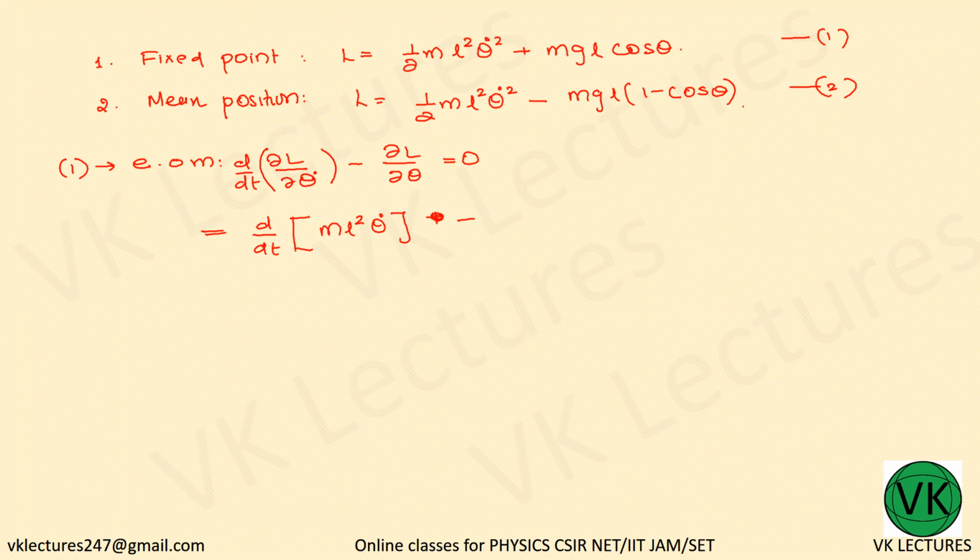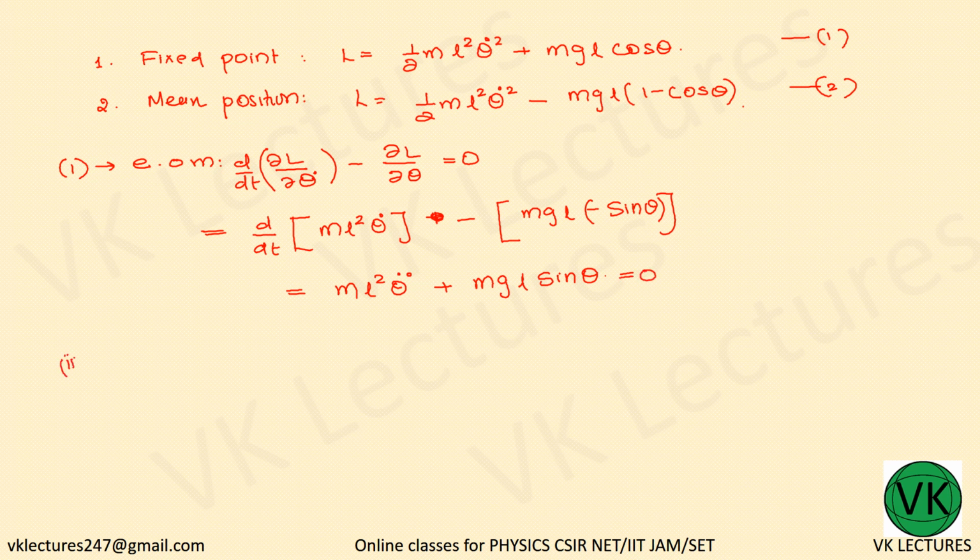Now dou L by dou theta gives us mgl, and the cos theta derivative is minus sin theta. So this gives us ml square theta double dot plus mgl sin theta. So this is the Lagrangian equation of motion for the fixed point.